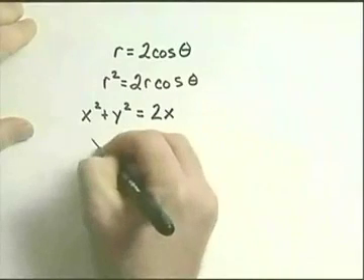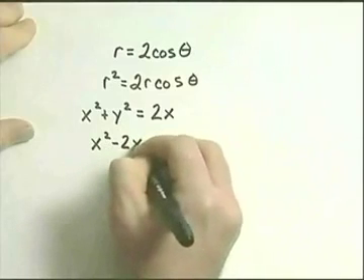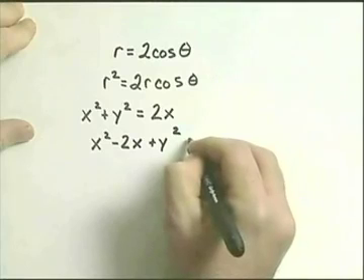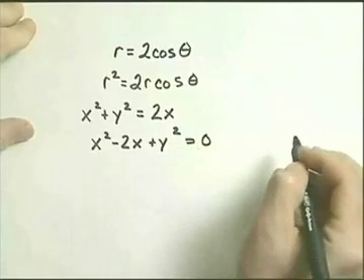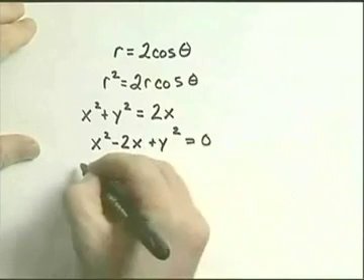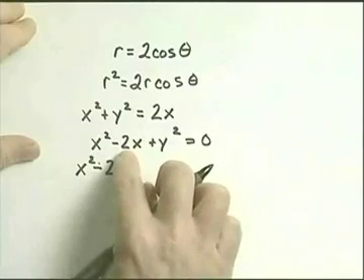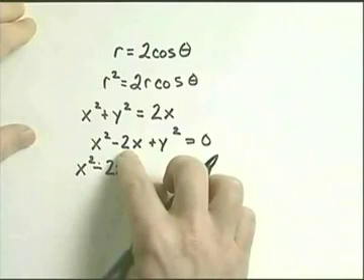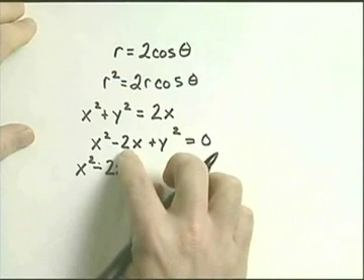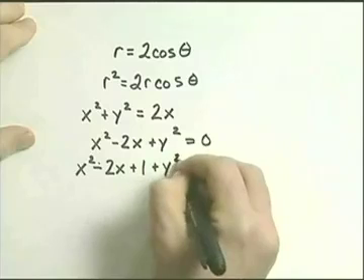Now I'm going to rewrite this in a form that is recognizable. Subtract 2x from both sides, and we obtain x squared minus 2x plus y squared equals 0. I'm going to complete the square in the variable x. Recall how to do that. You take half the coefficient on the linear term, so half of negative 2 is negative 1, and then square that result. Negative 1 squared is 1, and then plus y squared.